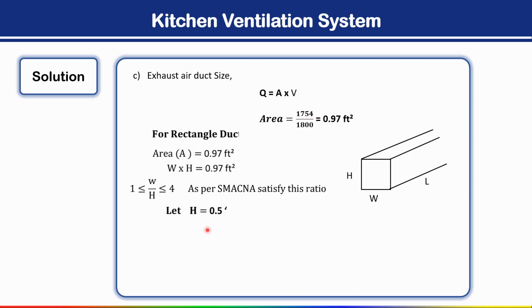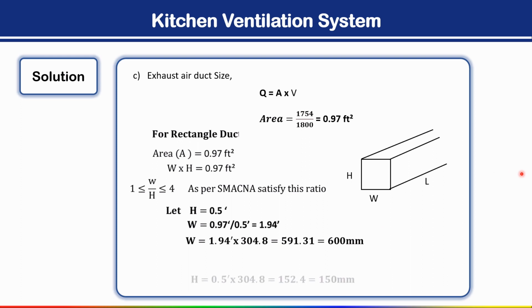This height value you have to put in this equation. When you put this value in the equation, you will get the width of the duct as 1.94 feet. Now convert this feet into mm. We know the conversion factor: 1 foot is equal to 304.8 mm. So we get the width as 600 mm, and the height as 150 mm. When you find the ratio of width upon height, you get a value of around 4.